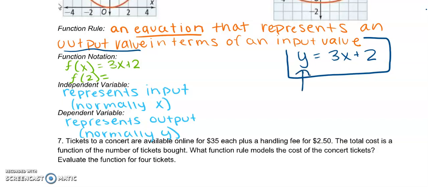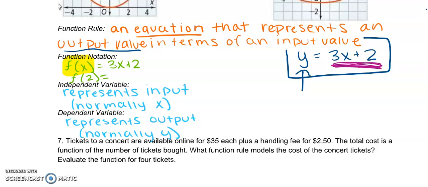Function notation you're familiar with is f of x. That's how we would read that, f of x. We normally use f for function, but it could be something else. We can have g of x or h of x or a of x, just like we can have different variables in our equations. So that's read f of x equals 3x plus 2. It's the same equation. This is just written as a function rule or as an equation, and this is written as function notation.